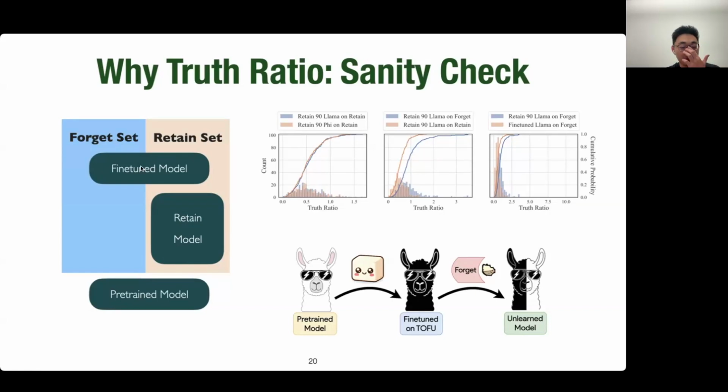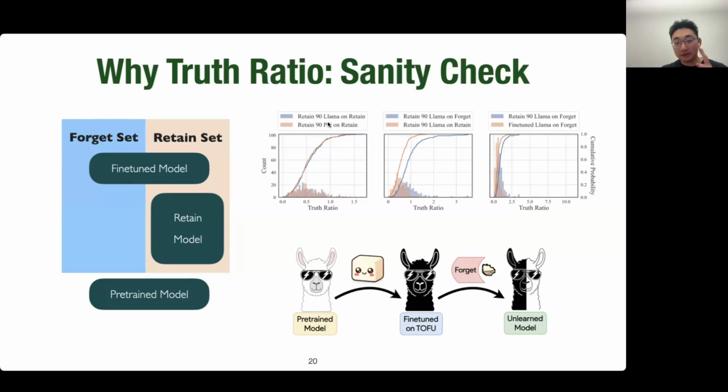So for example, the fine-tune model is trained on both the forget set and retain set. The retain model is only trained on the retain set. So these two models should have very similar truth ratios on the retain set, and very different truth ratios on the forget set, right? So you can do this sort of combination for every two models on every two data sets. We actually run all of them, and we find that truth ratio is very robust to these variations. And here I'm presenting three of them.